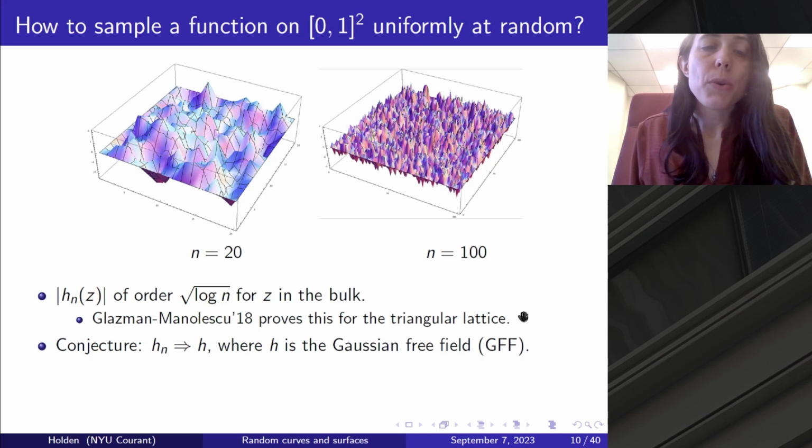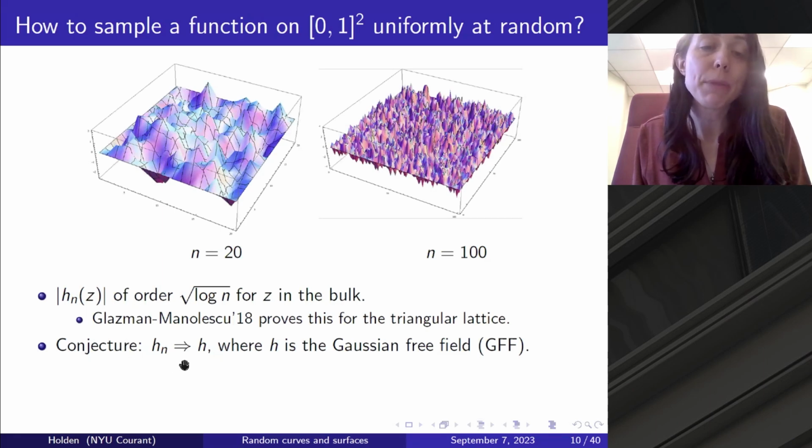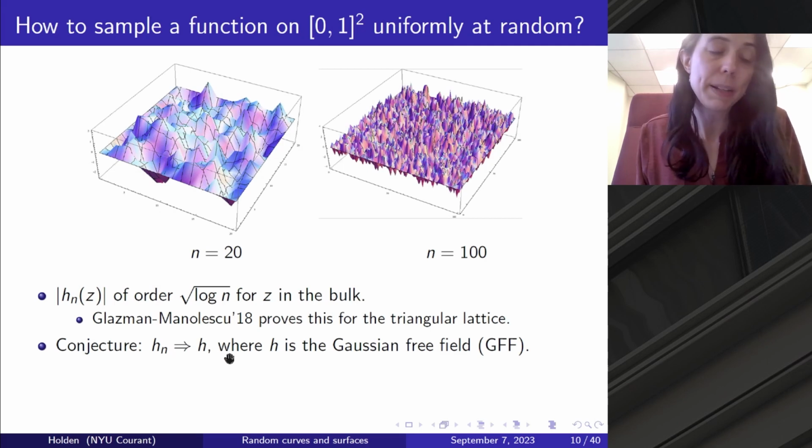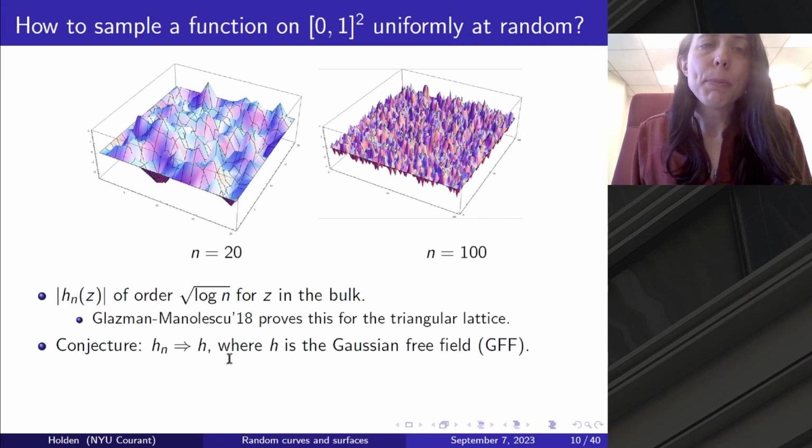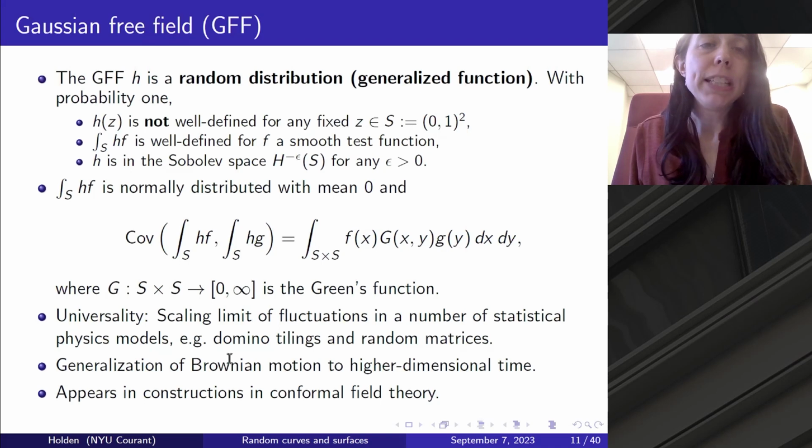And then it is conjectured but not proven that if n is going to infinity, then the function h sub n converges to a continuum random function known as the Gaussian free field. To be more precise, this Gaussian free field is actually not a random function. Instead, it is a random distribution or a random generalized function.